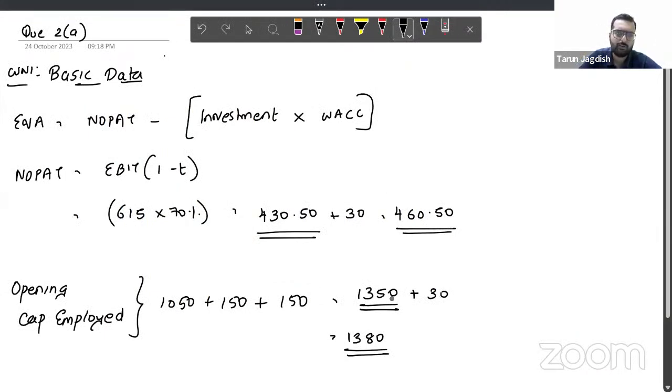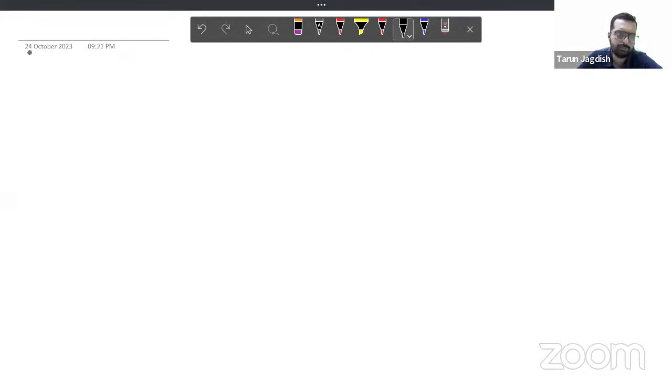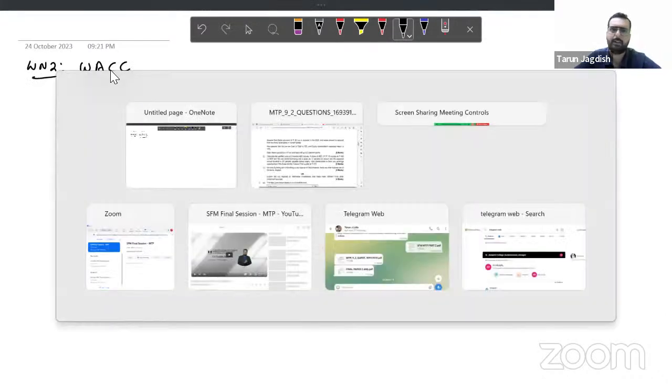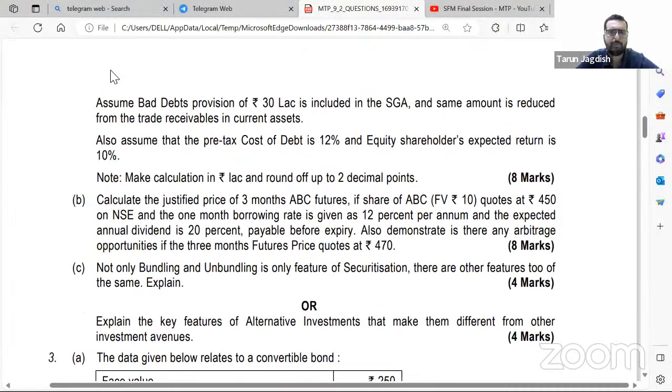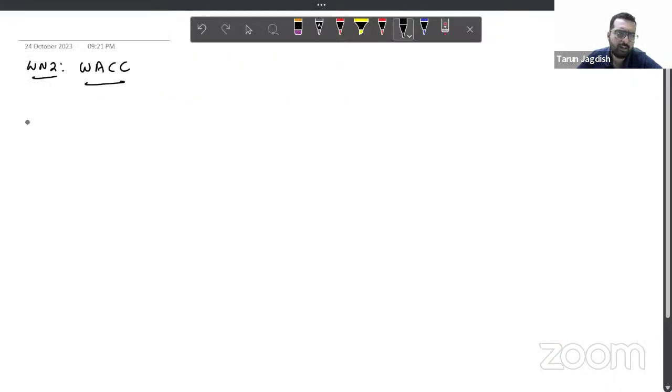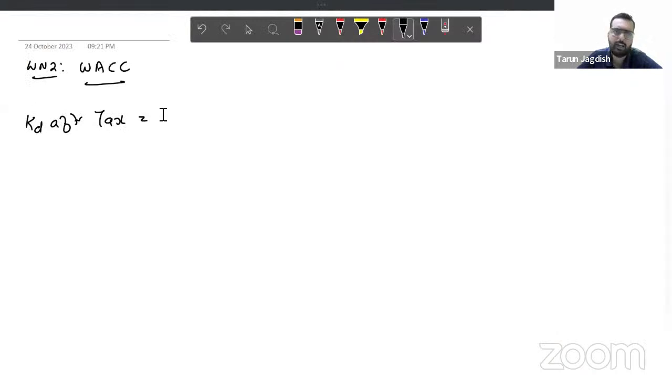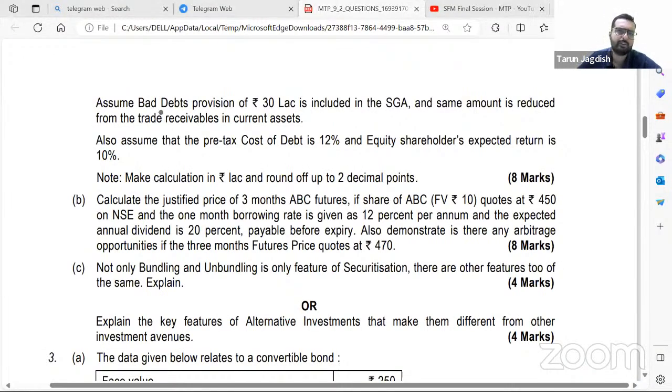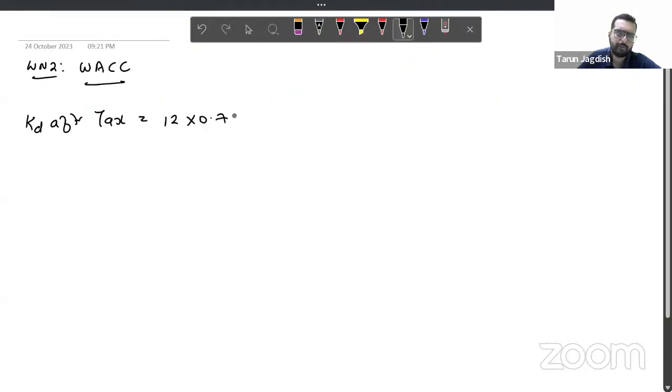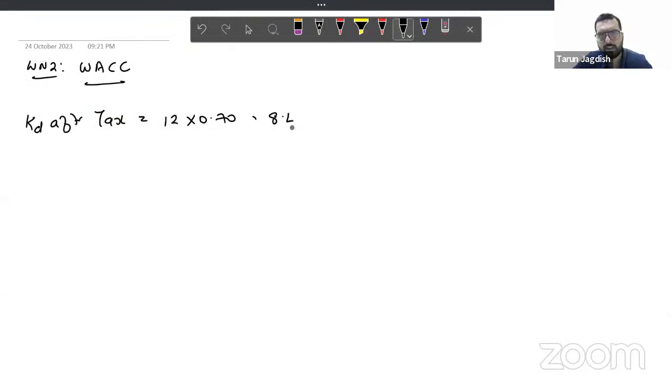Okay, so once you get this, next we have to find out the WACC. So I'll write down working note number 2, WACC. So I'll just come down and check. Pre-tax cost of debt is given as 12%. Should I take pre-tax or post-tax? We should take after tax always. Okay. So that will be 12 into 0.7. How much is that turning out to be? Do you get the answer as 8.40%?